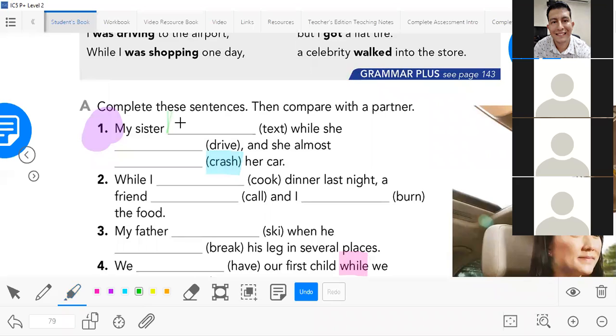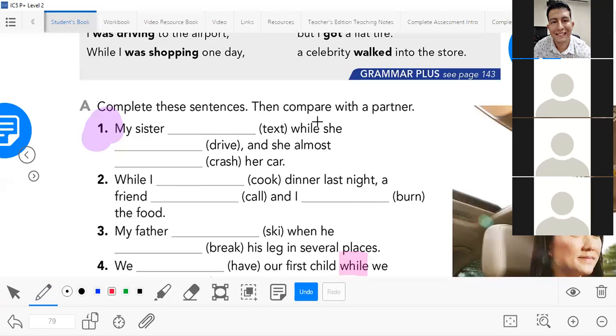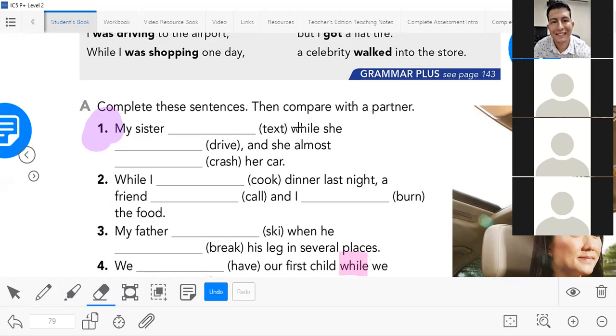Yeah, in that case, it will be my sister was texting while she was driving. Correct. And she almost crashed her car. Correct. Excellent. Yes, this is the action that interrupts. It interrupts this one, and it interrupts this one. In this example, this person was doing two things at the same time. Very good question. Usually, Pablo, after a while, that is a big clue that we're going to use past continuous. Any other questions, guys?